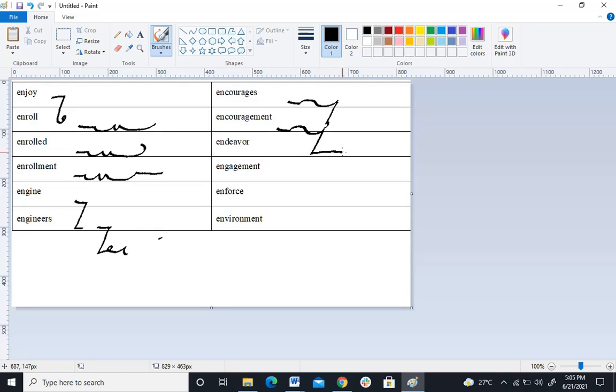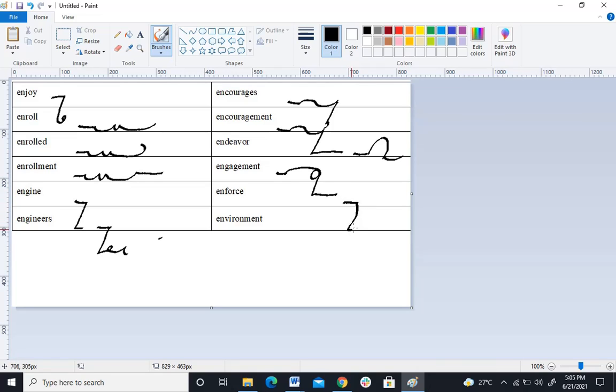Endeavor, we have N, and then yung div, dev, def, diff natin. Dev, and devor. Engagement. So, we have in, gauge-ment. Enforce. In, force.